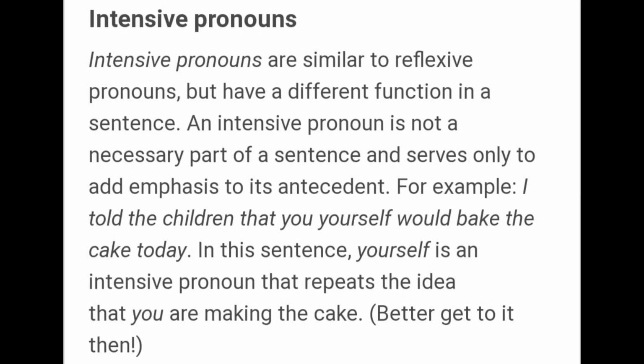Next, intensive pronouns. Intensive pronouns or emphatic pronouns are similar to reflexive pronouns but have a different function in a sentence. An intensive pronoun is not a necessary part of a sentence and serves only to add emphasis to its antecedent. For example, I told the children that you yourself would bake the cake today. Now in this sentence, yourself is an intensive pronoun that repeats the idea that you are making the cake.